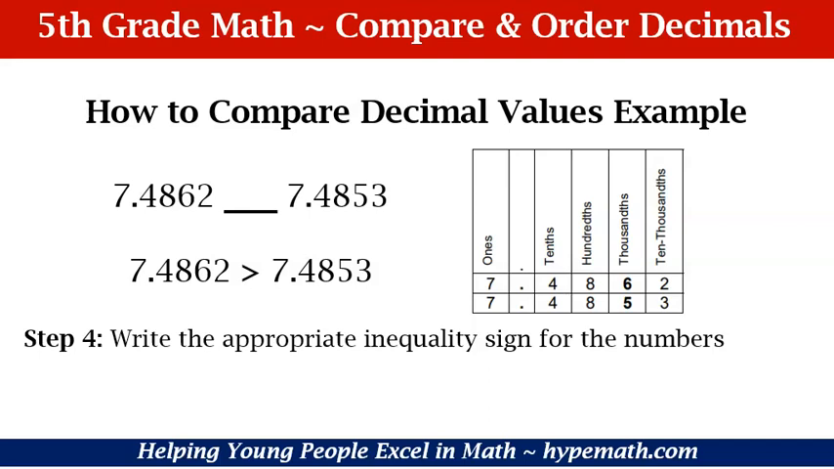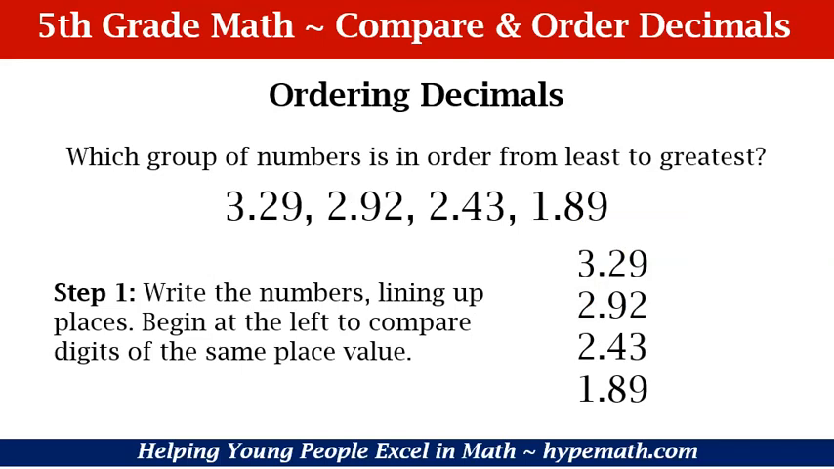So when you are comparing numbers, what you're going to think to yourself is, okay, the 6 is larger than the 5, so my alligator mouth is going to open to the number with the 6 because it is the biggest or the largest number, okay? And like we said for step 4, we are going to write the appropriate inequality sign for the numbers. So this will read 7.4862 is greater than 7.4853.